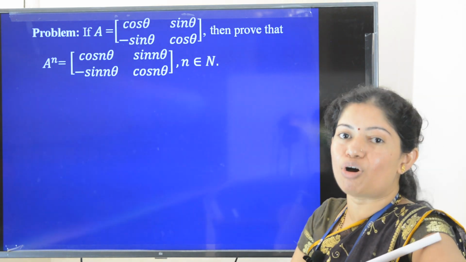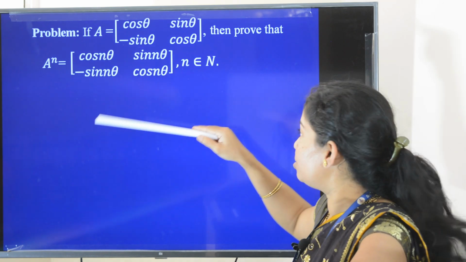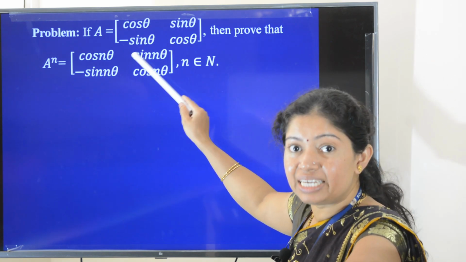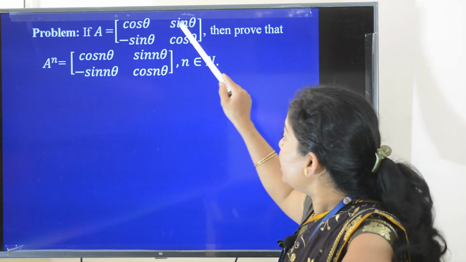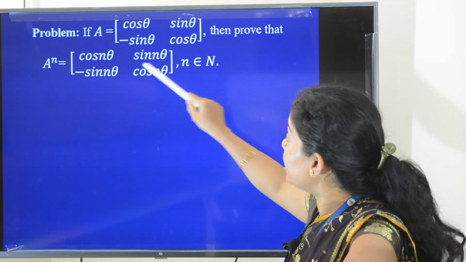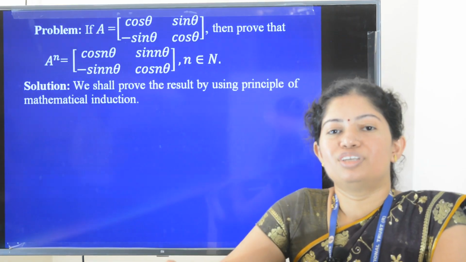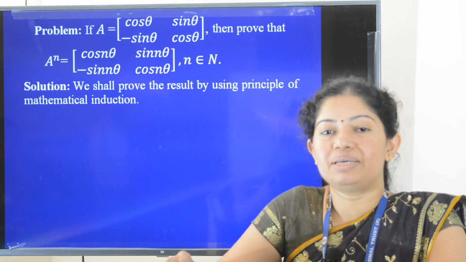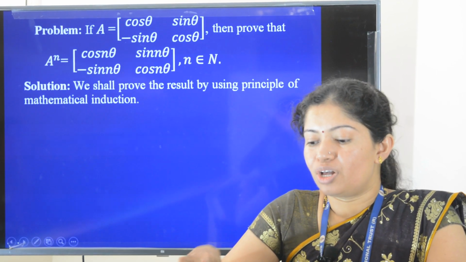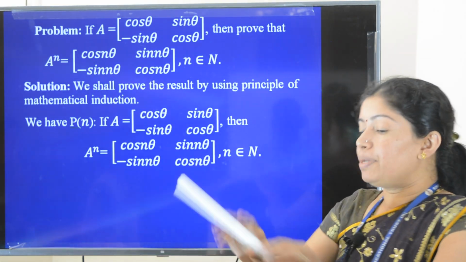When you raise the power of A to n, what happened with the inside entries of that matrix? Cos theta has become cos n theta. So you have multiplied the angle by n. Here also you can see the angle is multiplied by that power: sin n theta, minus sin n theta and cos n theta. Students, let us prove this problem by principle of mathematical induction, which you already learnt in your first PUC.